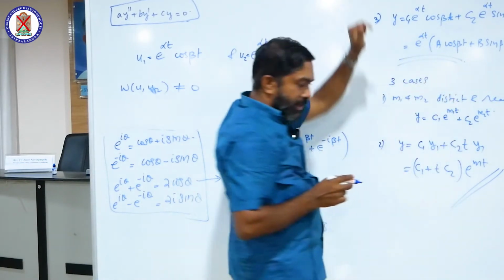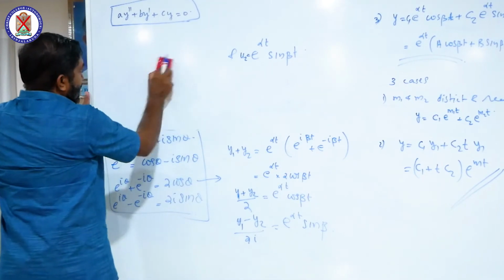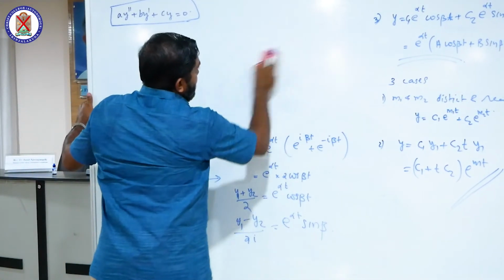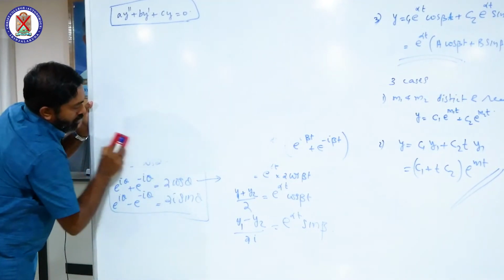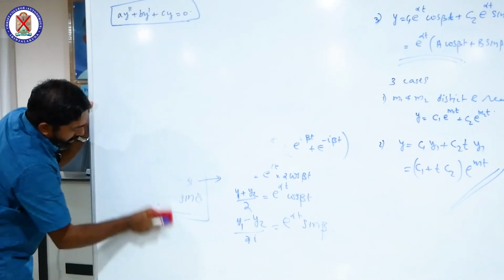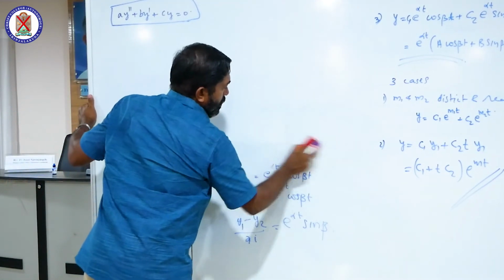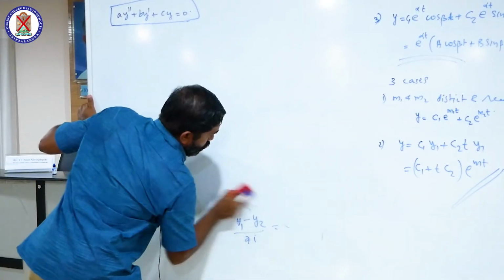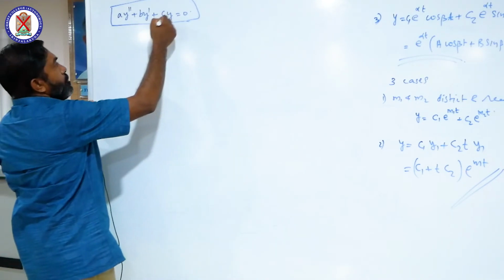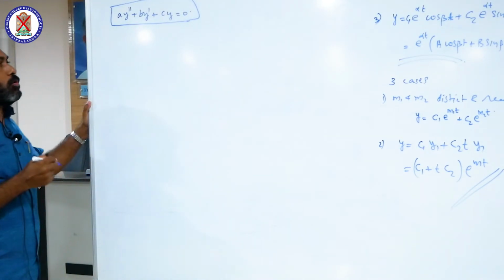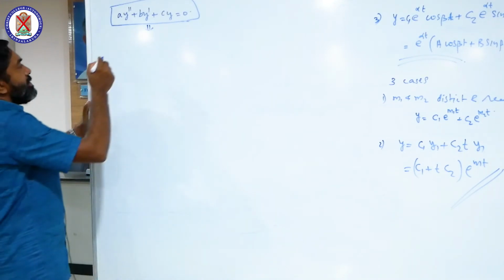Okay, these are the three cases. So using these three cases, we can solve any second order linear differential equation with constant coefficients. Again, if we have a second order linear differential equation of the form a y double dash plus b y dash plus c y equal to 0, its solution method is like this.